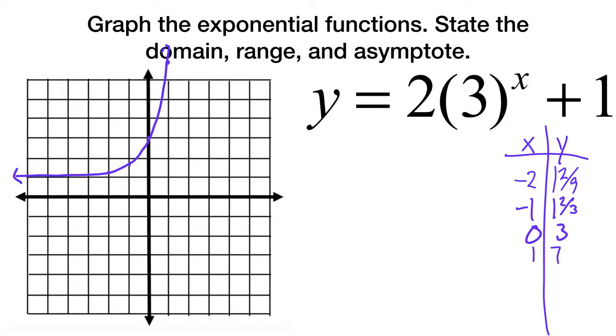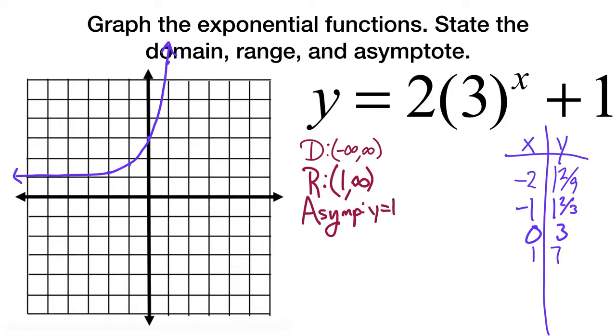And there's our graph. Now, the fact that it's times 2 won't affect domain or range. But what will be affected is the fact that we went up 1. It will make our range be 1 to infinity. And our asymptote will be y equals 1.